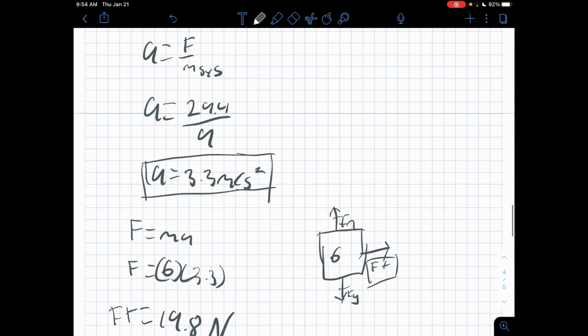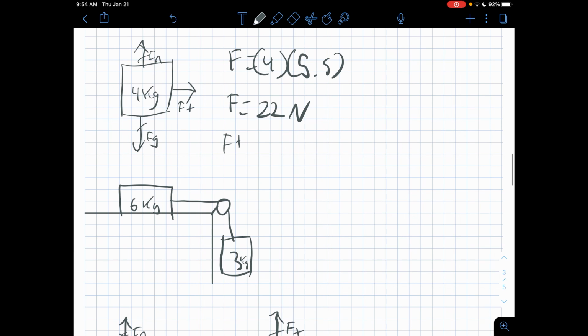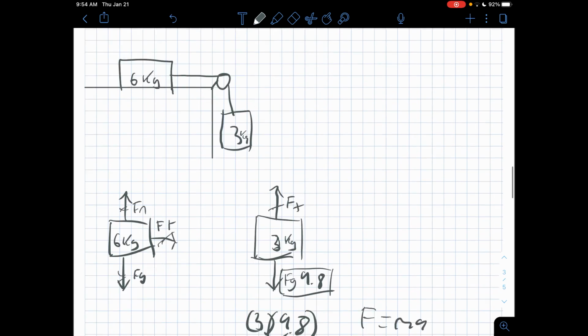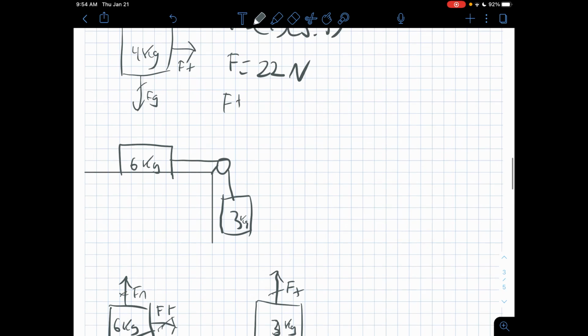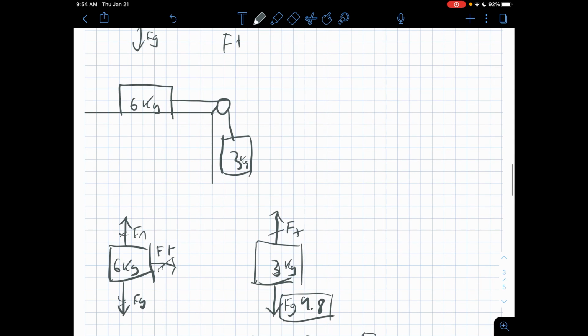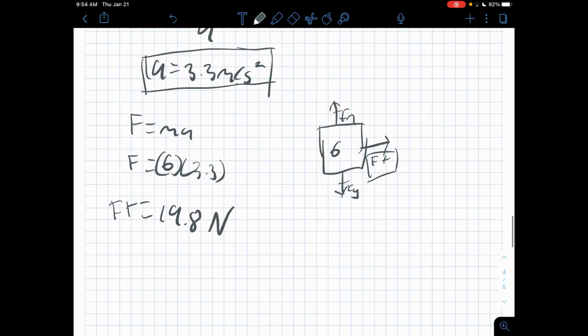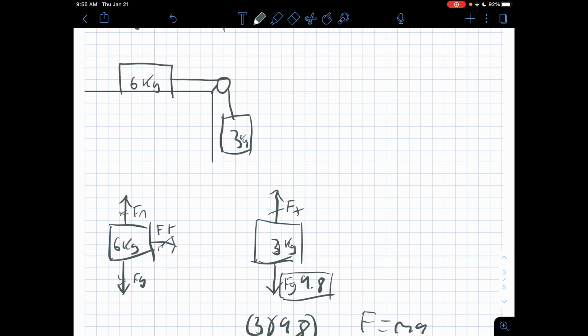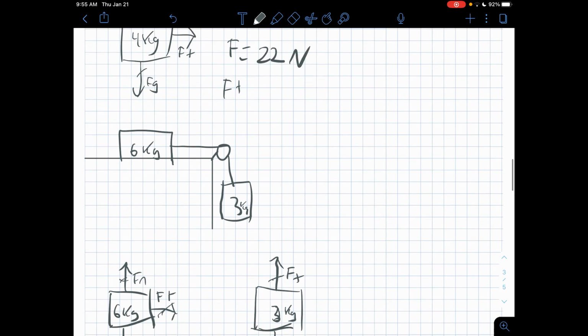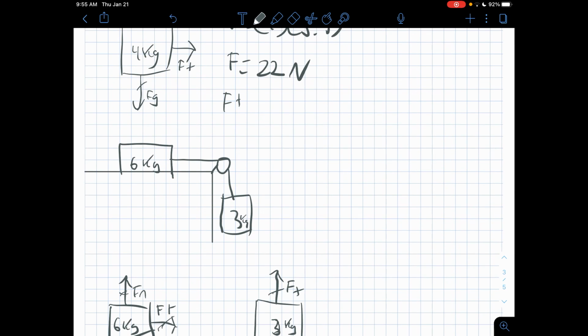For these questions, we did ignore friction. If there was friction, how we would go about it is just subtracting the friction force from the force you get down here. So that should pretty much be the bulk of the questions you'll encounter in this chapter. A lot of elevator problems, a lot of pulley problems like this.